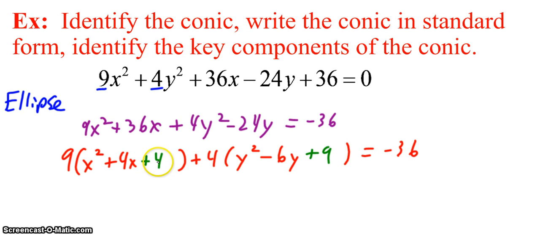Well, notice that this 4 is actually multiplied by a 9. So when I put a 4 here, I actually added 36 to this side. So I have to add 36 to the other side.